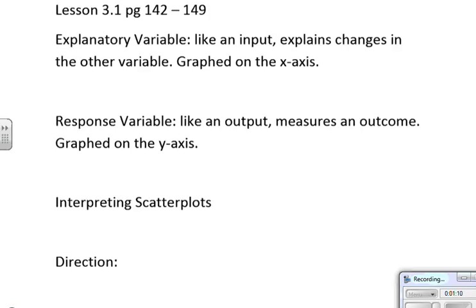In other cases, it may not be a clear explanatory response relationship. For example, there's a strong correlation between SAT math and SAT verbal scores, but there's no clear explanatory response relationship. You can't say that one leads to the other any more than if you flip them around the other direction. So in that case, you could put whichever one you wanted on the X and on the Y. Doesn't matter.